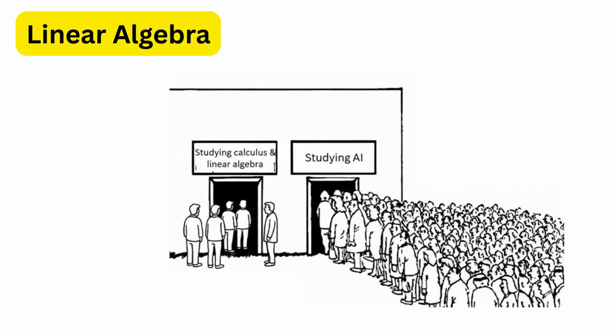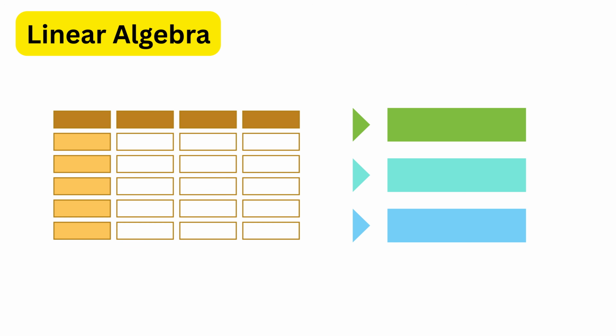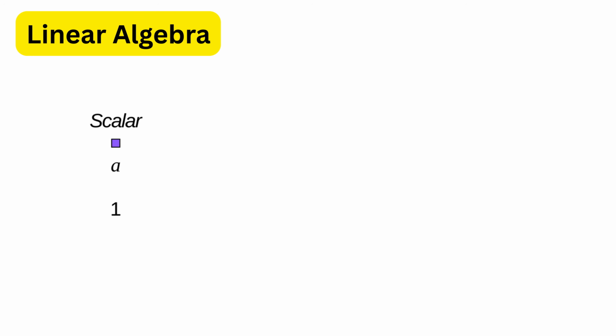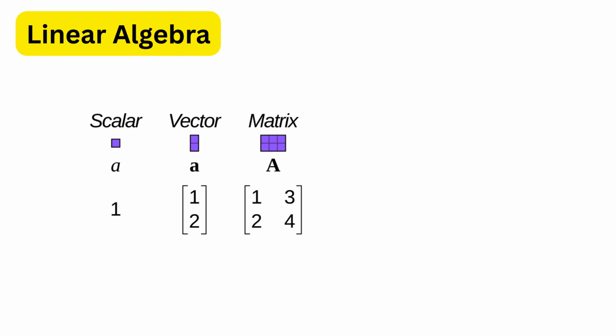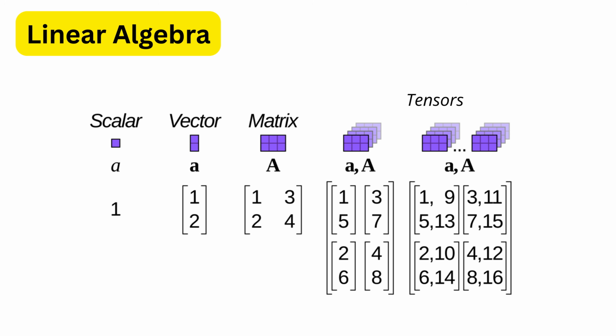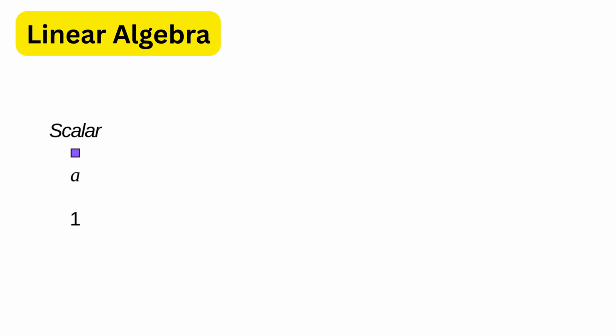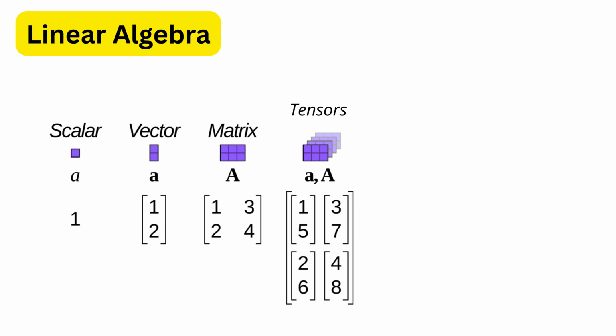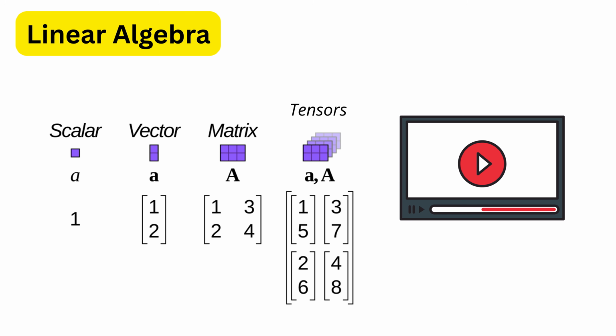Next up, we have linear algebra. It is the language of data. Data is stored as tables, lists, and grids, which are called matrices. Scalars represent single values, vectors represent lists, and tensors represent stacked data. We use scalars, vectors, and tensors because real data is not just one number. A scalar is used when you need a single value like temperature or price. A vector is used when you need many related values together, like features of one image. And a tensor is used when you have data stacked in many layers, like multiple images or videos.